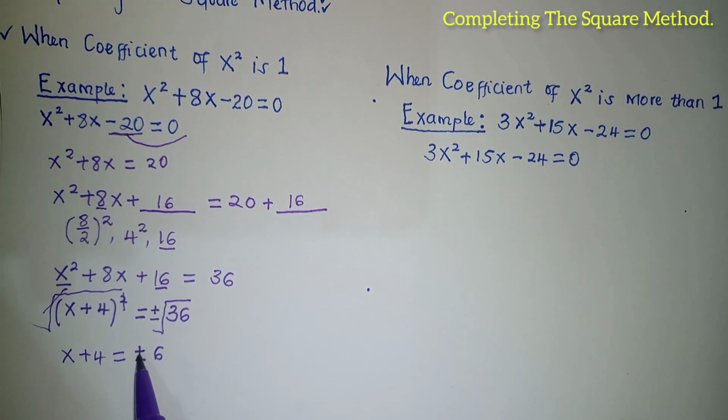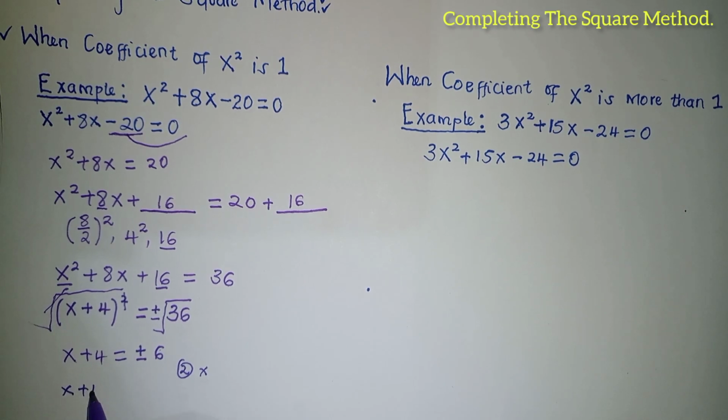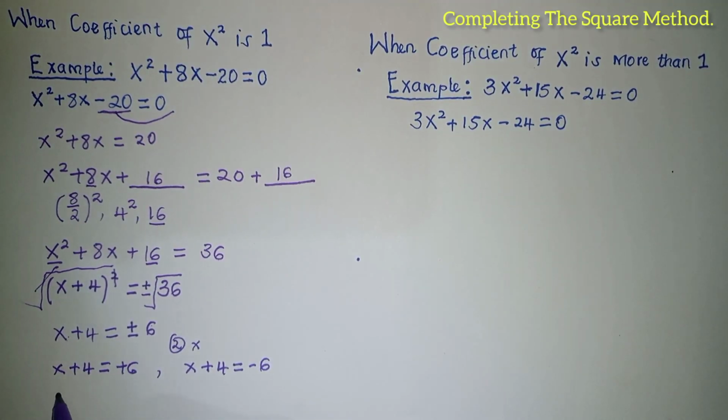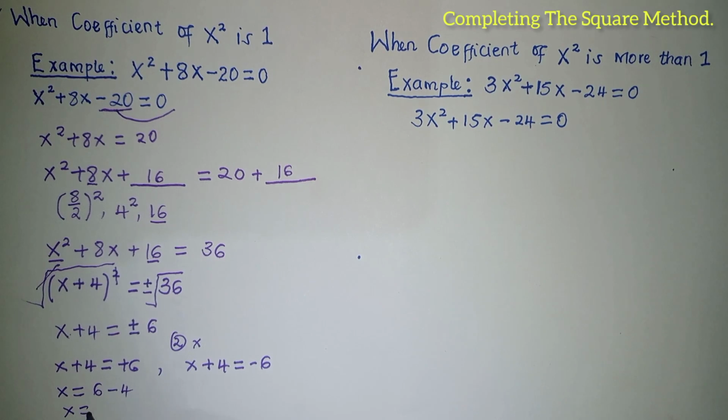Now this plus or minus 6 means that we'll have two values of x. So what we do is find the value of x when 6 is positive, so x plus 4 is equal to 6, and then find the value of x when 6 is negative, so x plus 4 is equal to negative 6. The first one becomes x is equal to 6 minus 4, moving the plus 4 to the other side. So x is equal to 6 minus 4, which is 2. So the first value of x is 2.